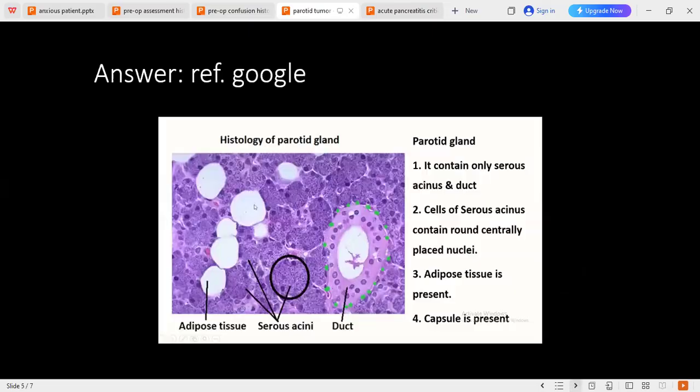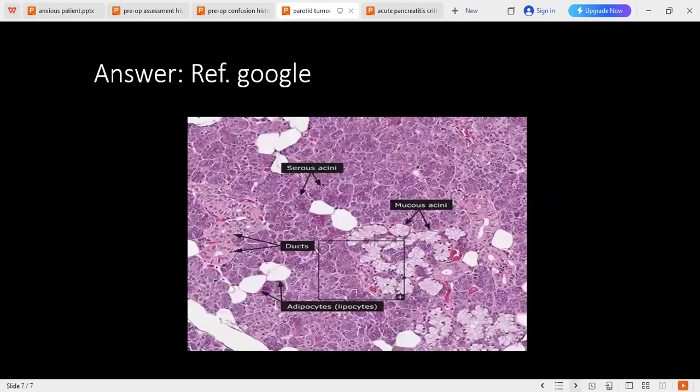If you want to know the answers, these are the ducts, these were the adipose tissues, and these are the serous acini. There is another image as well. You could see these are the adipocytes, the fat cells. These are the ducts, like you said, these are the serous acini, and these are the mucous acini. It is good that you could read, identify and learn. Thank you, ma'am.